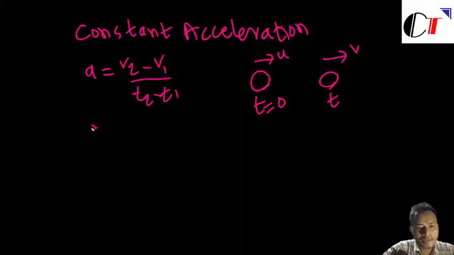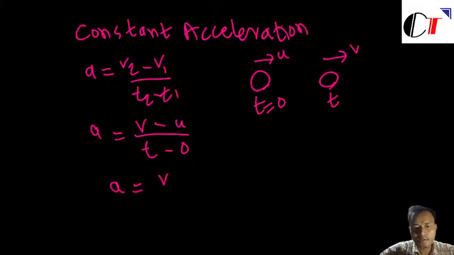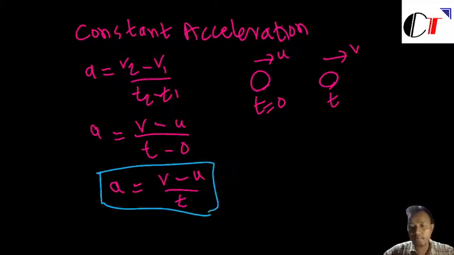And now in the acceleration equation, we can substitute v, which is the final velocity, in place of v2, and u, which is just the initial velocity, in place of v1, and t2 is just time t, initial time is just 0. And from that equation, you get acceleration is just final velocity minus initial velocity divided by time. And this is the formula for finding acceleration in a constant acceleration motion.